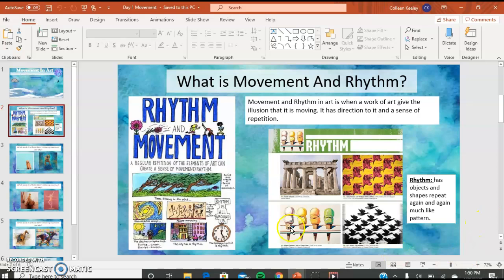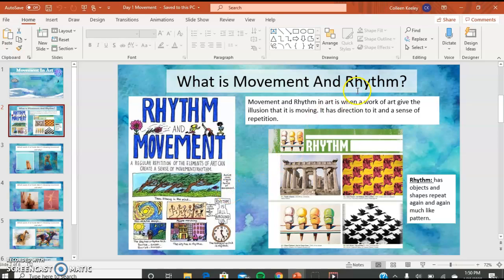So for example, these trees over here are all bending over in the same direction. Even the grass and flowers are moving in that direction. When I look at it, I can use some deduction and clues to figure out that maybe it's windy and the wind is blowing it over, and it gives that sense of illusion.